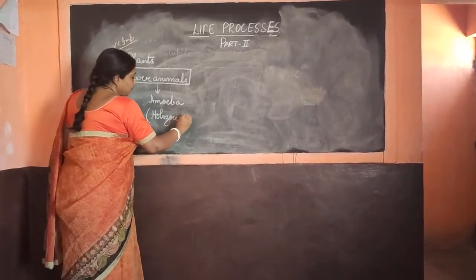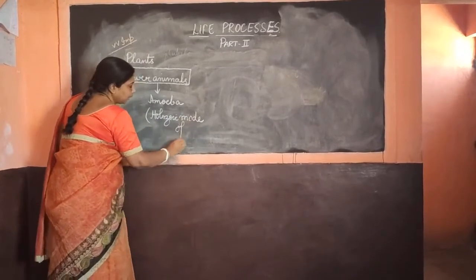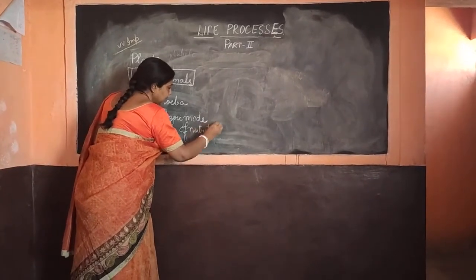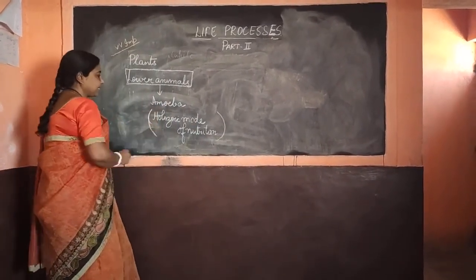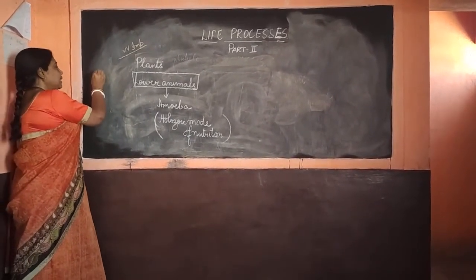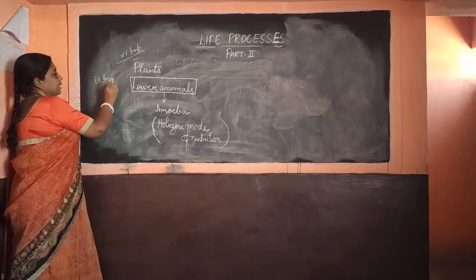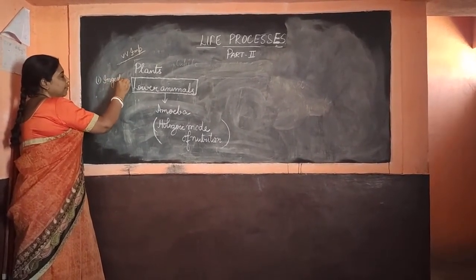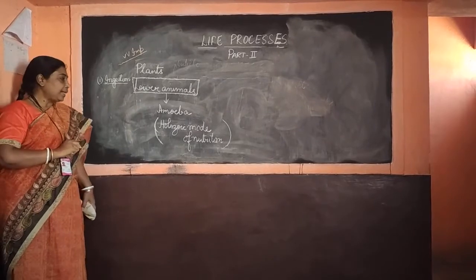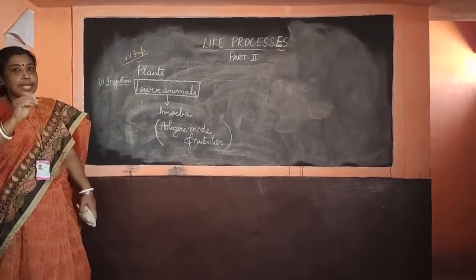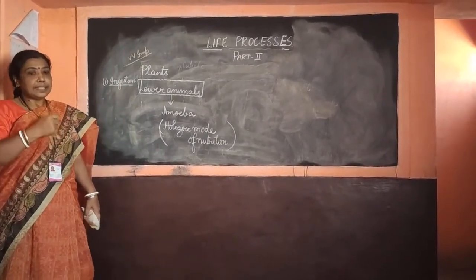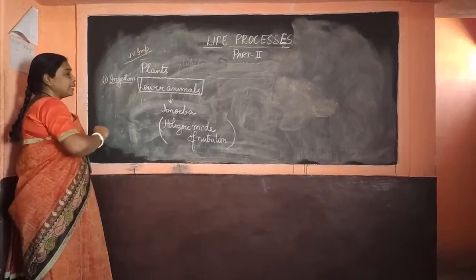holozoic mode of nutrition. Now you see this entire process of digestion takes place in several steps. The first step is known as ingestion. What is holozoic mode of nutrition? It is taking up of the food particles inside the body. That process is known as ingestion.